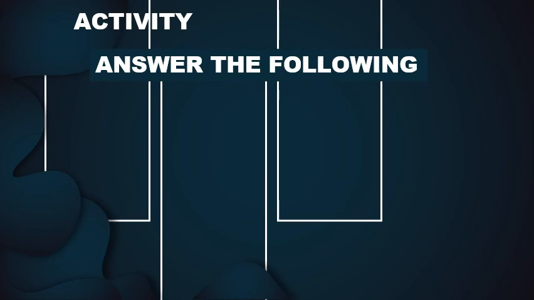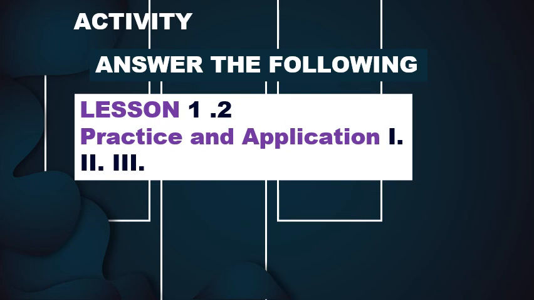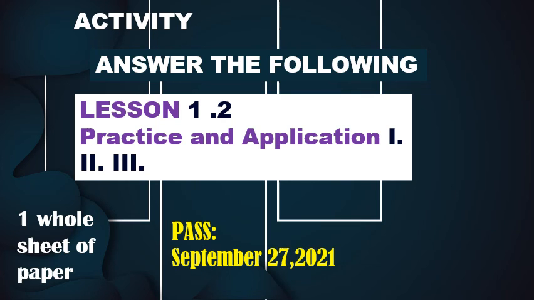Okay, since we are done with our discussion, let us now have our activity. So for your activity, you are going to answer the following. So lesson 1.2, practice and application, test 1, test 2, and test 3. Okay, again, sa lesson 1.2, adto mo class sa practice and application, pangitaan na dira sa inyong libro. Ansirin ninyo ang test 1, test 2, and test 3. So, kana lang inyong ansiran. Write your answer in one whole sheet of paper. So, pass your activity or your output on September 27, 2021.